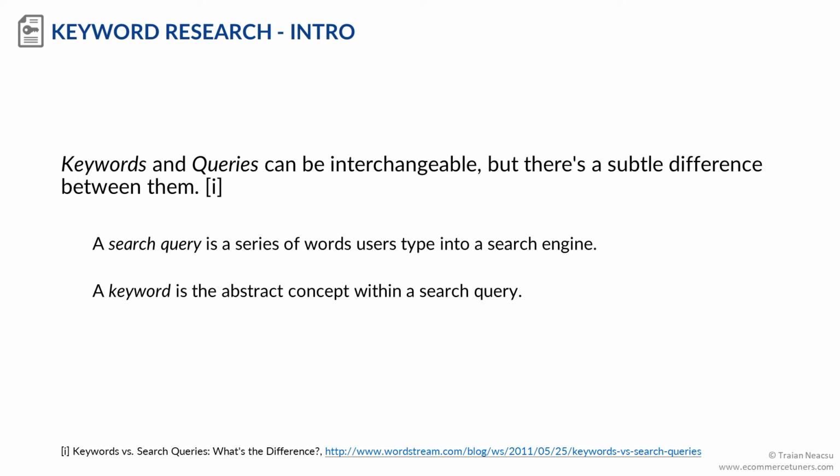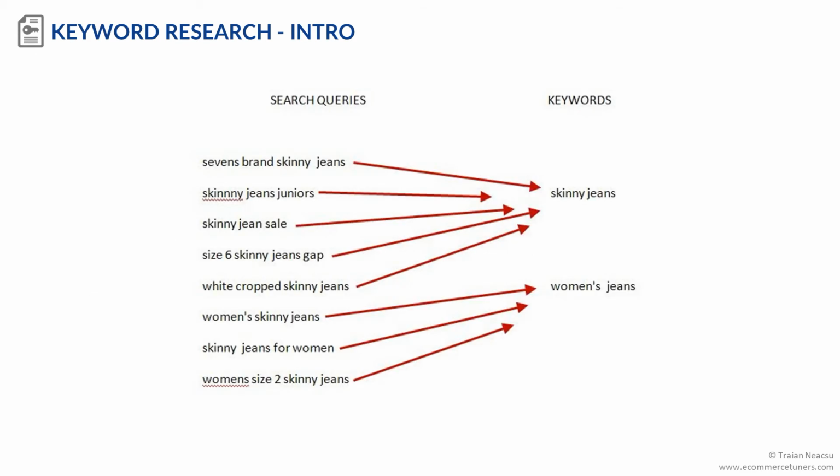I will refer to keywords and queries interchangeably, but there's a subtle difference between them. A search query is a series of words users type into a search engine. A keyword is the abstract concept within a search query. For example, on e-commerce websites, keywords are represented by department, category, or subcategory names. A search term that contains several words, including the keyword, is a search query.